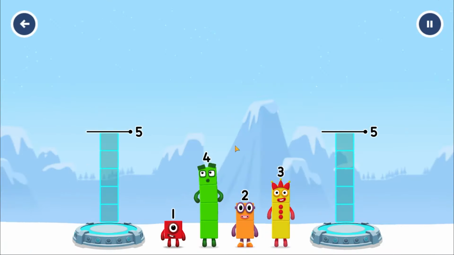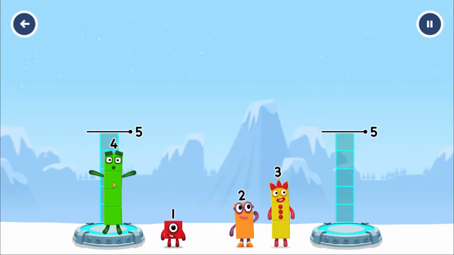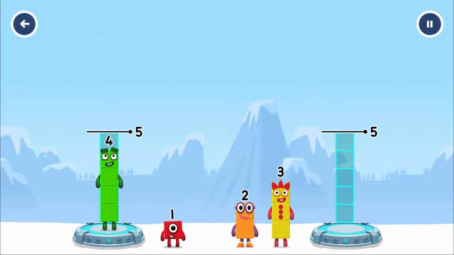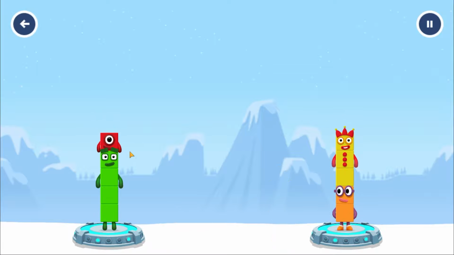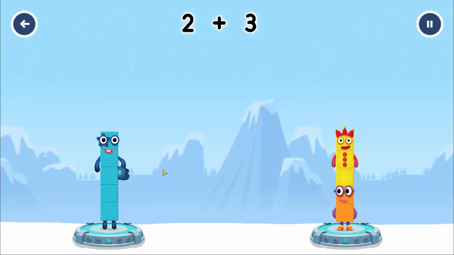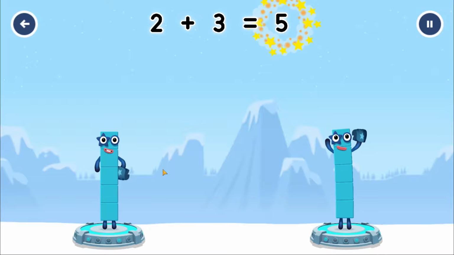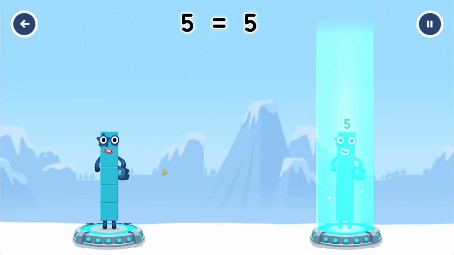Share the number blocks evenly to make 2 groups of 5. 4, 1, 2, 3. That's right. 4 plus 1 equals 5. 2 plus 3 equals 5. 5 equals 5.